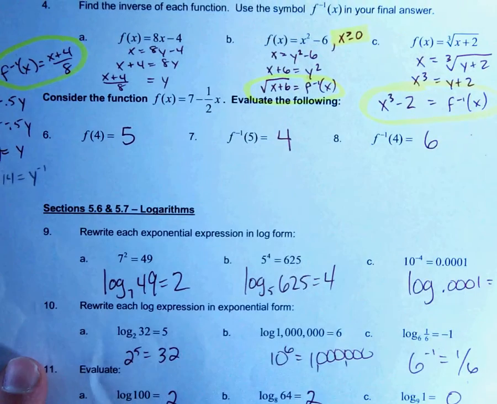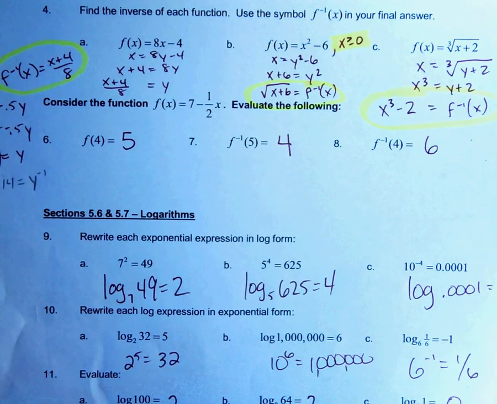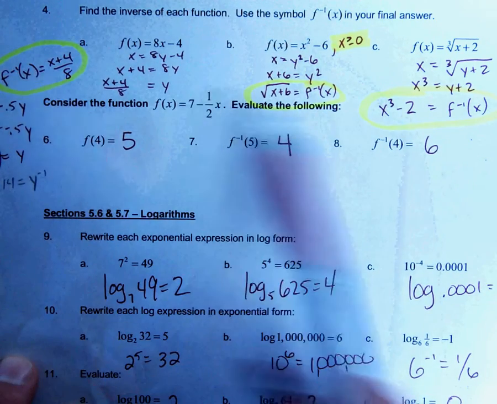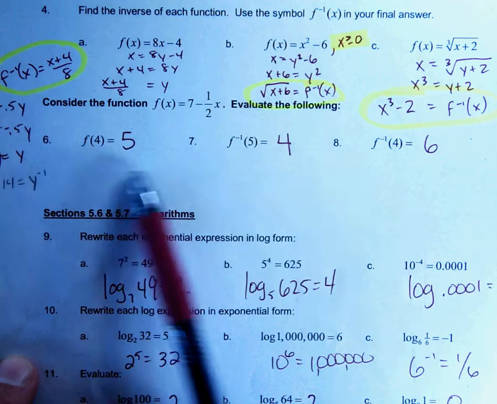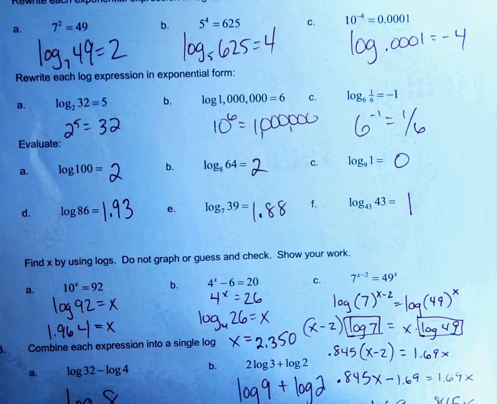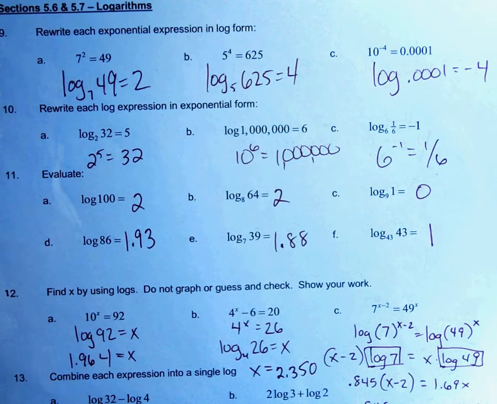Next we have the answers to the back. Here's number 4, 6, 7, and 8. Looks like I forgot a number 5 on this sheet. So here are the answers to 4, highlighted, circled. The answers to 6, 7, and 8. And then finally I'll just show you real quick the answers to 9, 10, and 11.